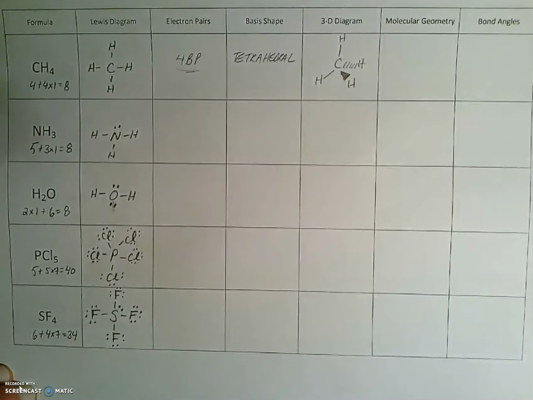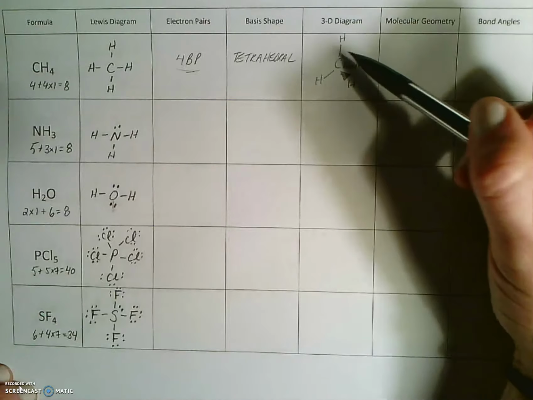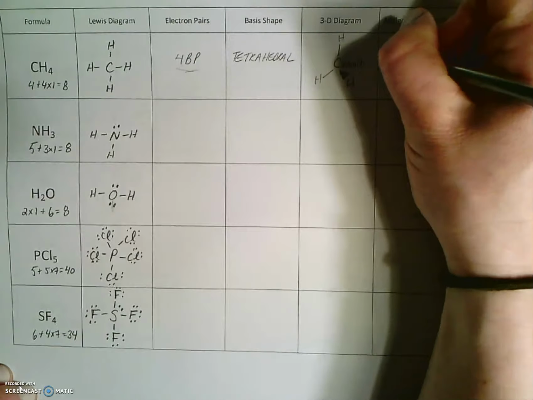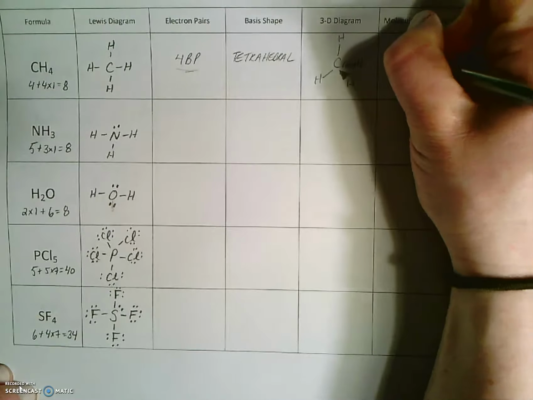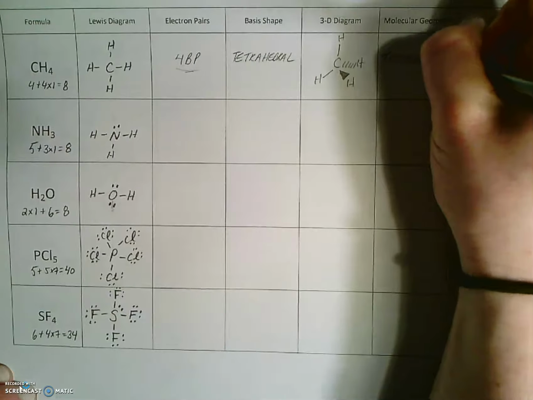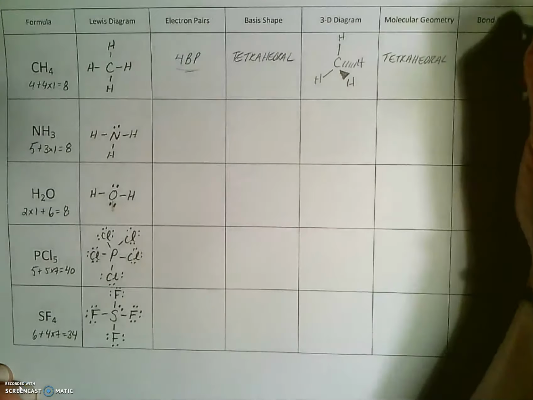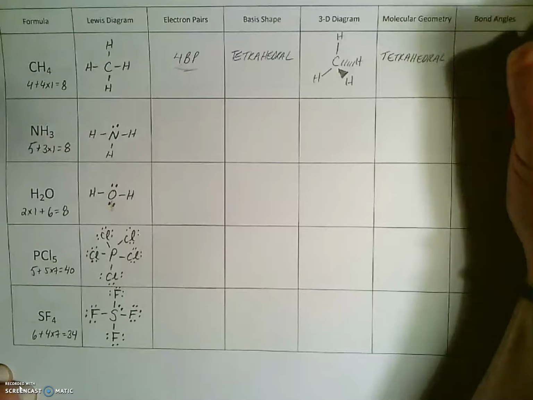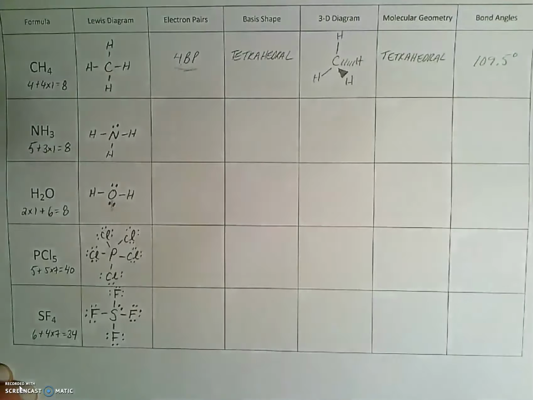Because all of these electron domains are bonding pairs, the molecular geometry is the same as the basis shape. So this is a tetrahedral molecule. And we already mentioned earlier that in a tetrahedral molecule, the bond angles are 109.5 degrees.